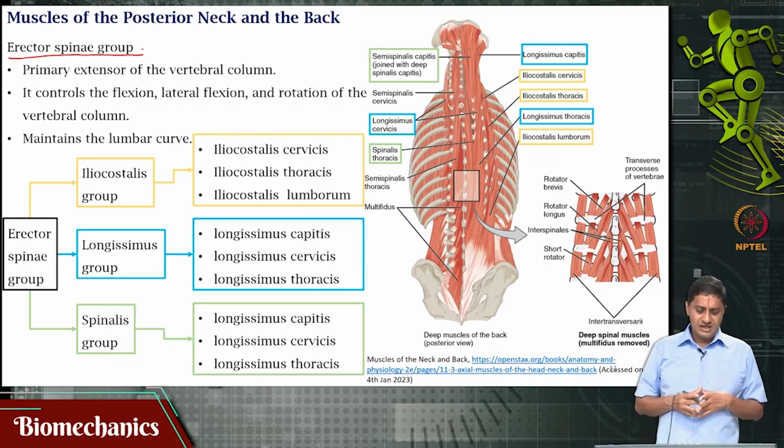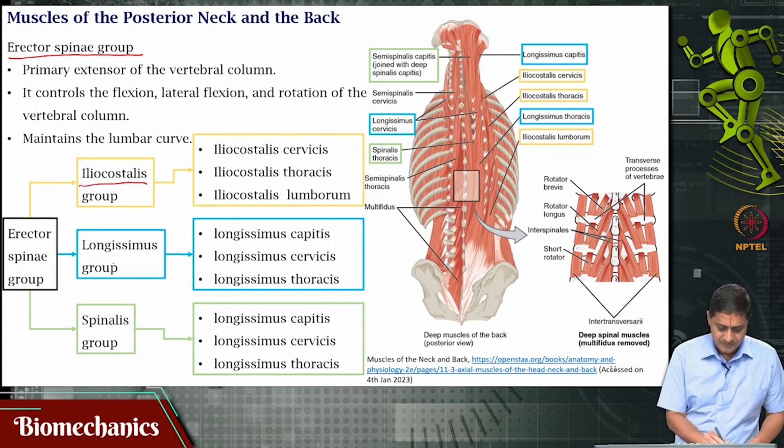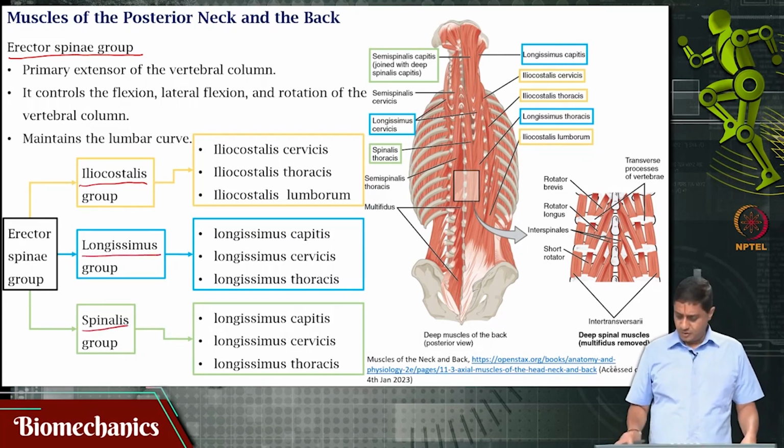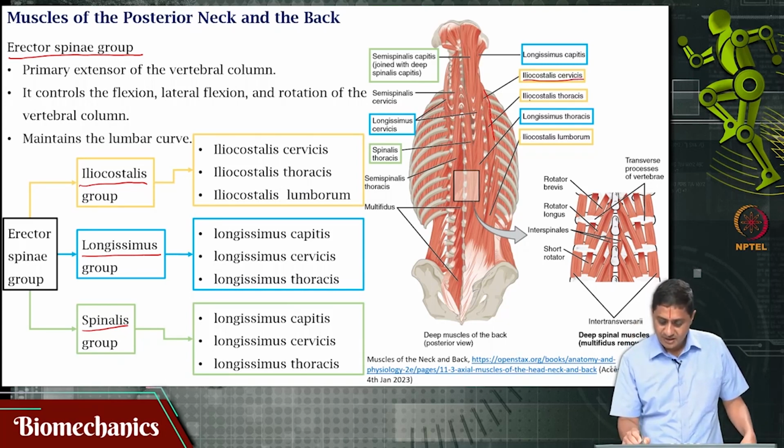It can be divided into 3 broad groups: the iliocostalis group, the longissimus group and the spinalis group. The iliocostalis group is the group that is placed most laterally. At the level of the neck it is called iliocostalis cervicis. At the level of the thorax it is called iliocostalis thoracis. And at the level of the lumbar vertebrae it is called iliocostalis lumborum.